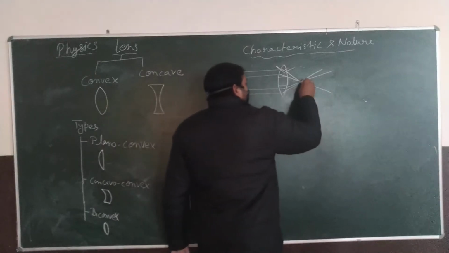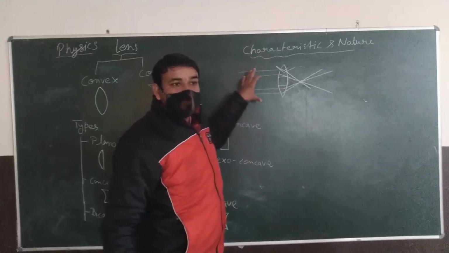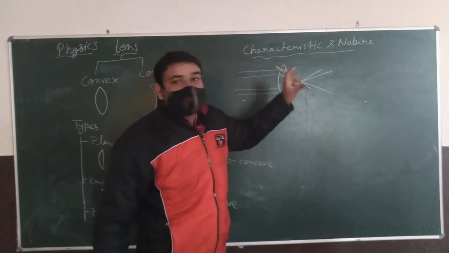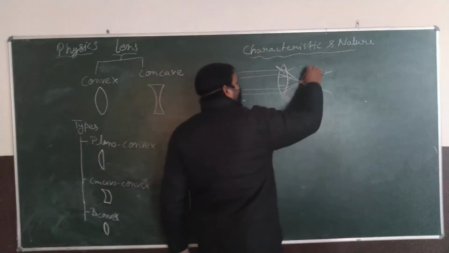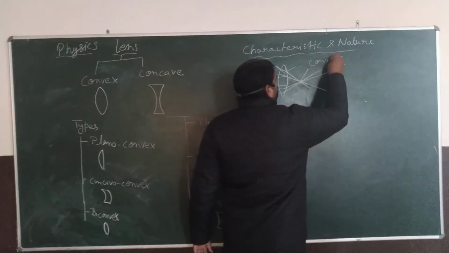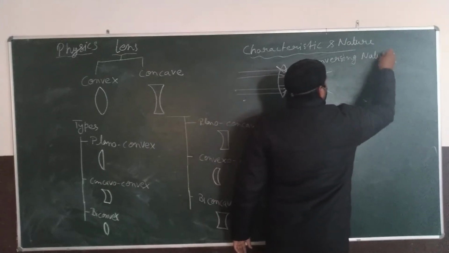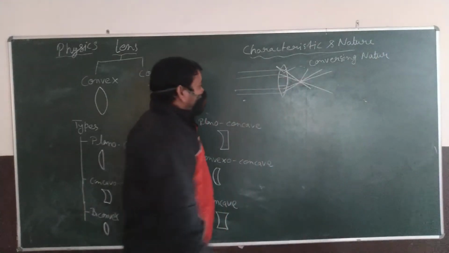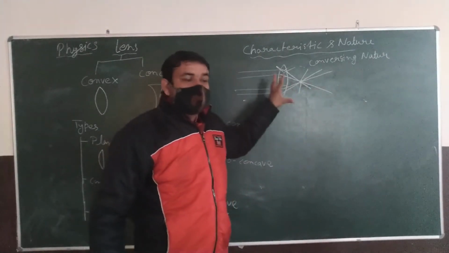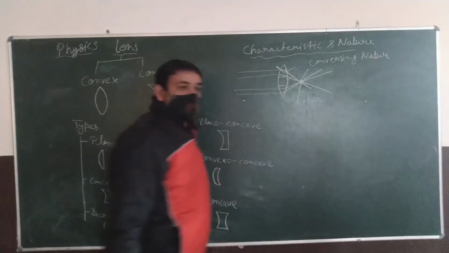Now here the nature of the lens is observed: all the light which is traveling parallel to the lens is focused at a single point. This contraction is called the converging nature of a convex lens. And second, the point at which all the rays are contracted by the lens is called its focus point. Is it clear?